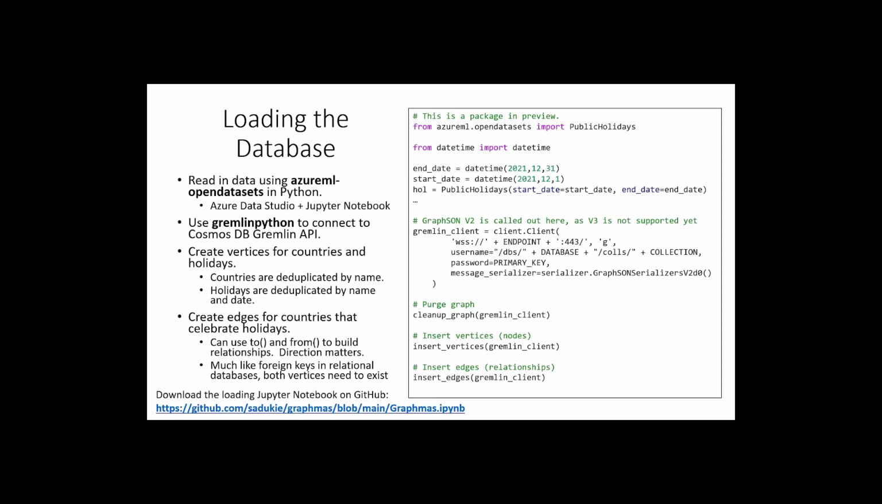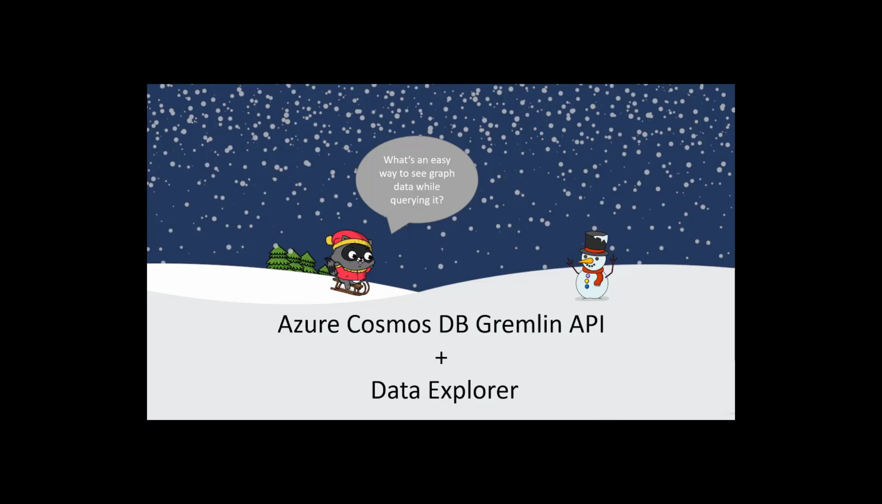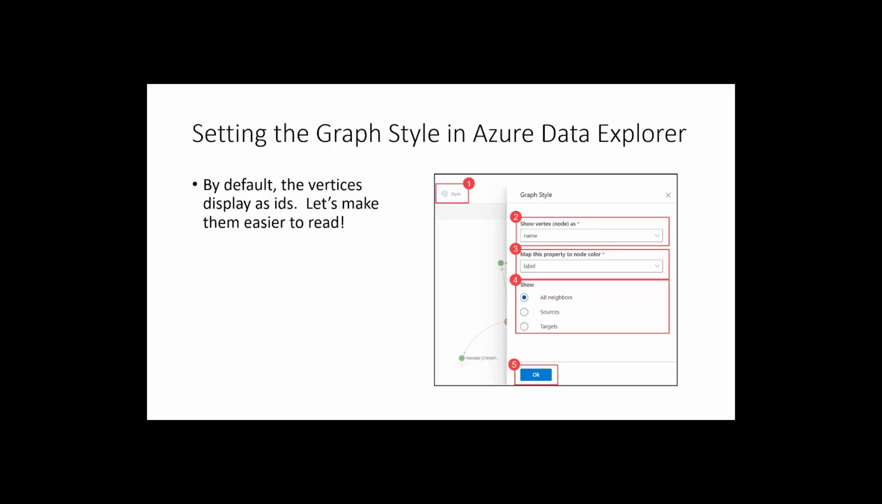We are also going to point out the graphs on V2 because V3 isn't supported as of this recording, and we are currently in November of 2021. So what's an easy way to see this graph data while querying it? It's not going to be using your API tools. We will use the Azure Cosmos DB Gremlin API, but we're going to use the Azure Data Explorer to visualize it. And that's just because it does such a good job of visualizing it without having to introduce your libraries for various APIs. You need to make sure that we set the graph style in Azure Data Explorer, because by default, it's IDs. So let's switch over to Azure Data Explorer and see what this looks like.